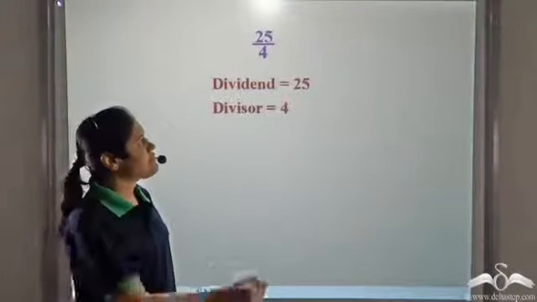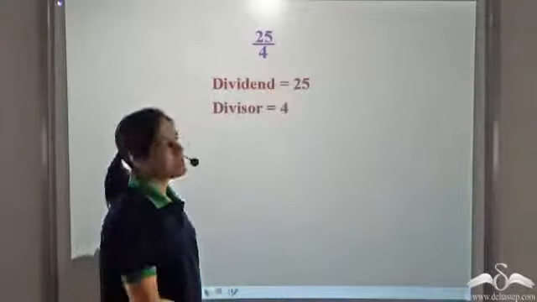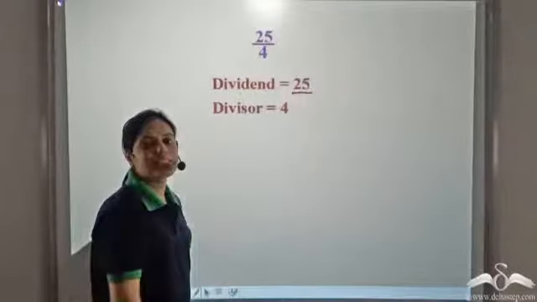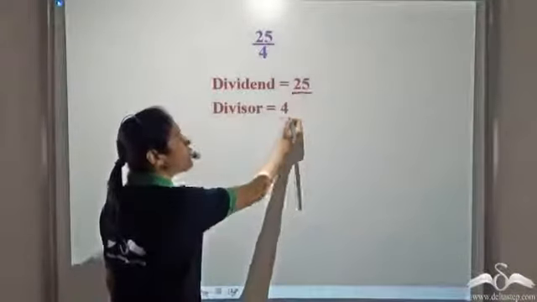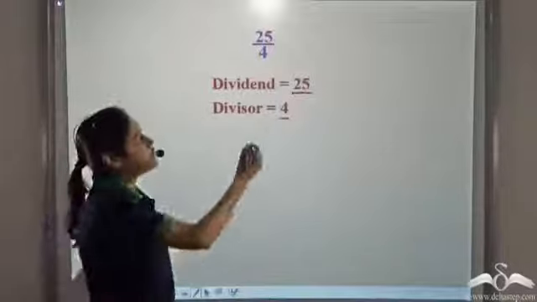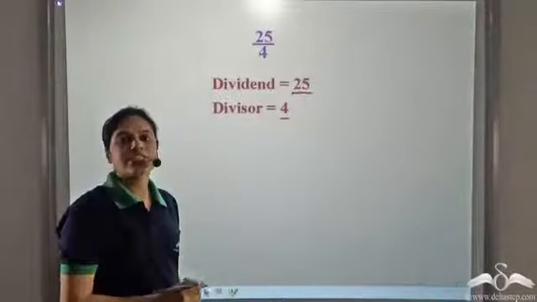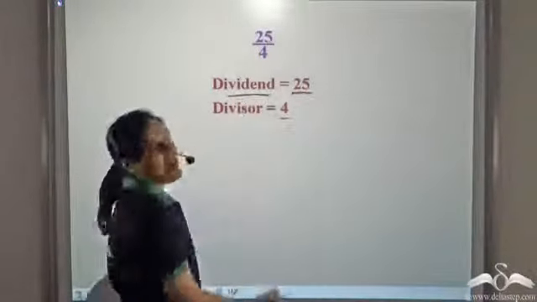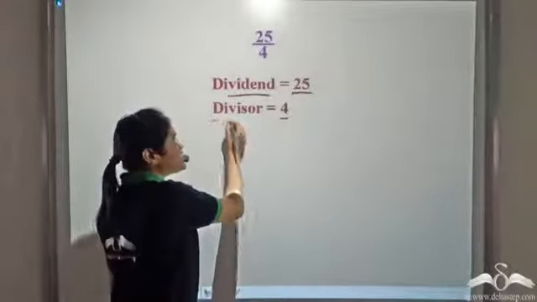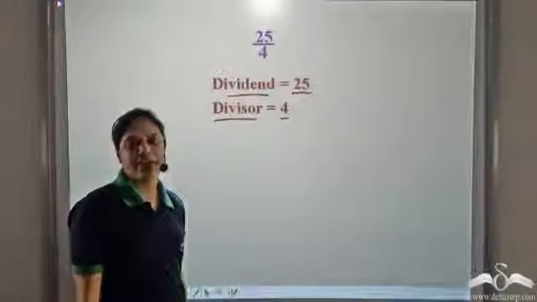We have 25 divided by 4. So 25 is the dividend and 4 is the divisor. 25 is the dividend because it is being divided, and 4 divides, hence it is the divisor.